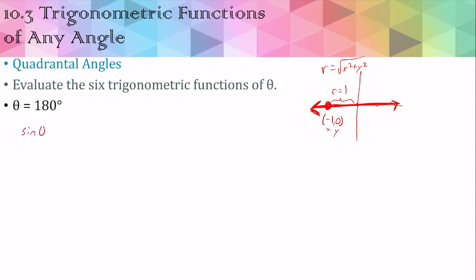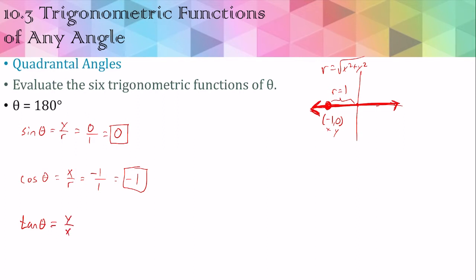So sine is y over r. y is 0, r is 1, so that's 0. Cosine is x over r. x is negative 1, r is 1, so you get negative 1. Tangent is y over x. y is 0, x is negative 1.